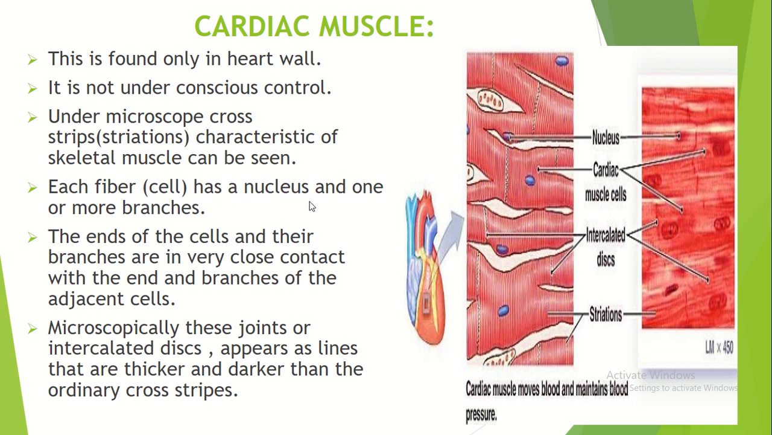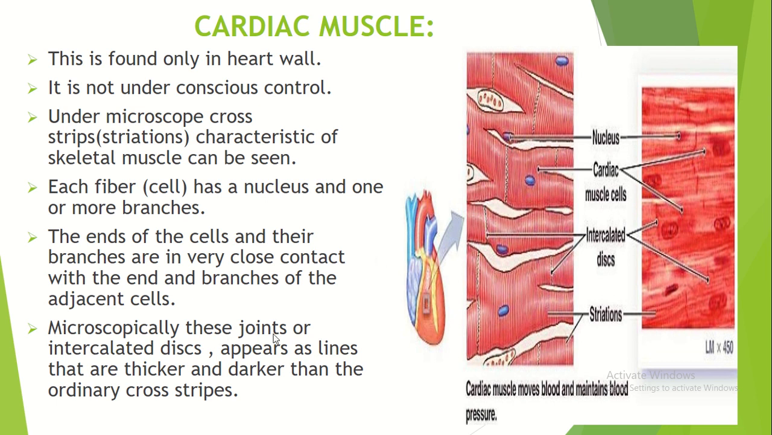Each fiber cell has a nucleus and one or more branches. You can see here the nucleus is present, and the one or more branches are divided into two or one, whatever may be. The ends of the cell and their branches are in very close contact with the ends and the branches of the adjacent cell. So you can see the two branches are closely attached to each other, tightly packed with the adjacent cells.